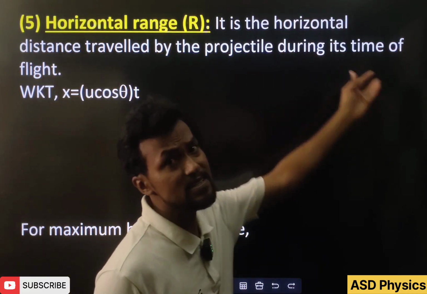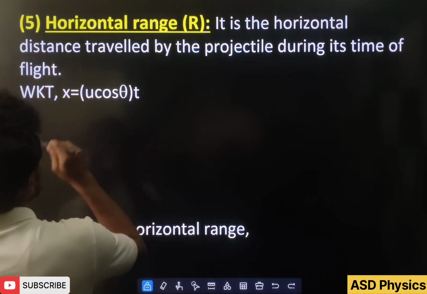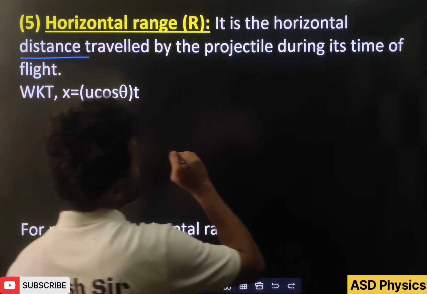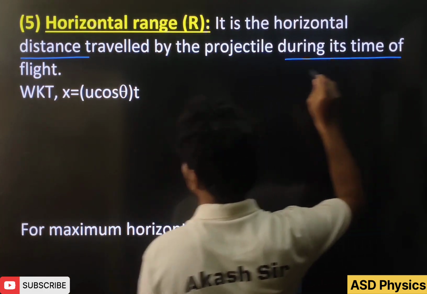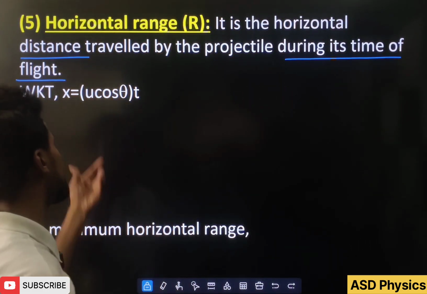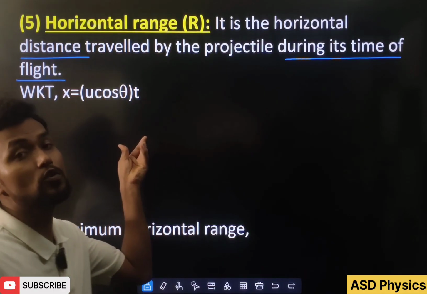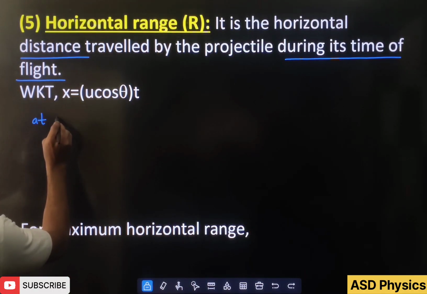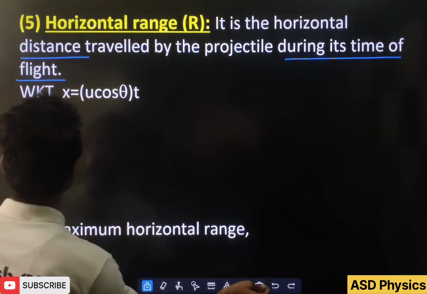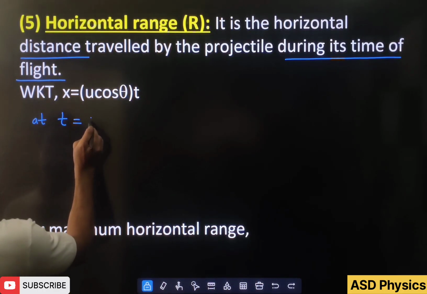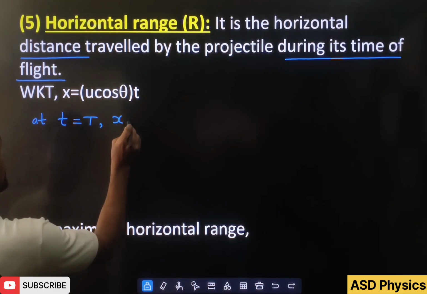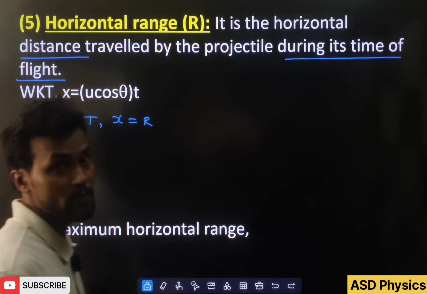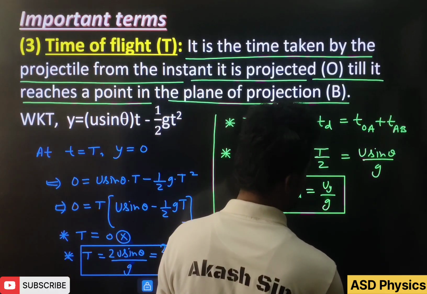It is the horizontal distance traveled by the projectile during its time of flight. Horizontal means we'll use this equation, x equals u cos theta into t. You know very well, at t equal to capital T, that means when we are at point B, this x will become capital R. You can see here.